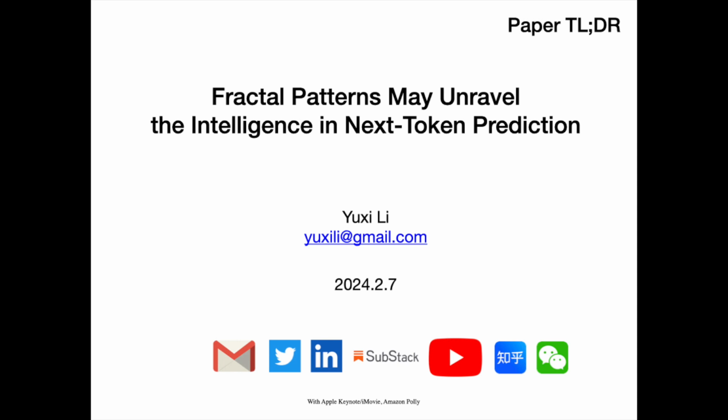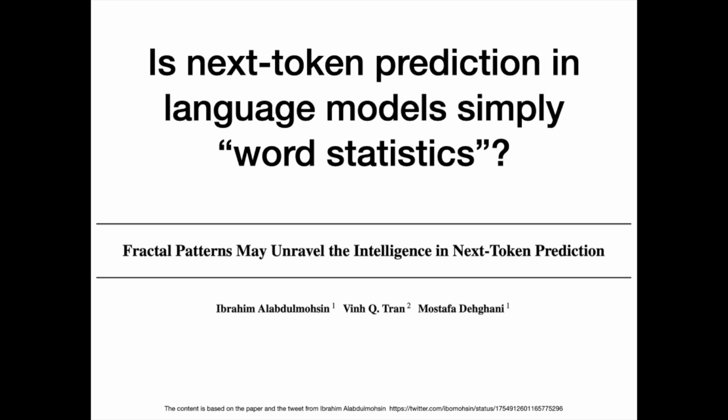Fractal patterns may unravel the intelligence in next token prediction. Is next token prediction in language models simply word statistics? A recent paper attempts to answer it.